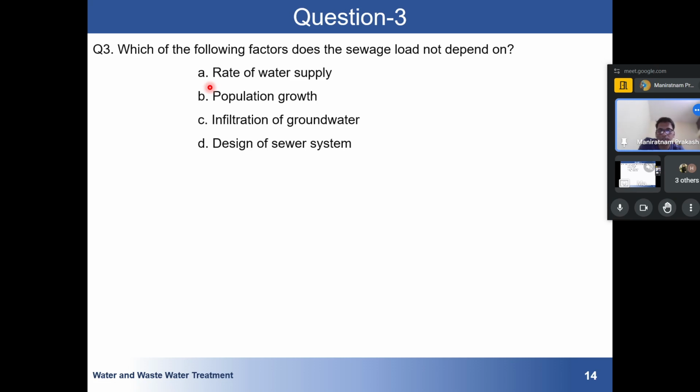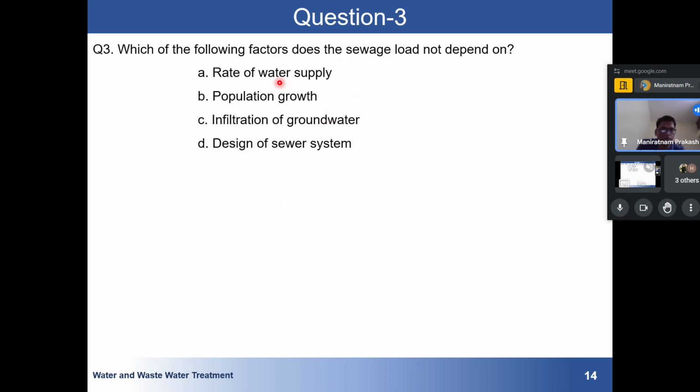Sorry, I think I misunderstood the question language a little bit. The question is that out of all these four, obviously, we produce sewage, meaning they are talking about wastewater being produced. So on what factor does it not depend?